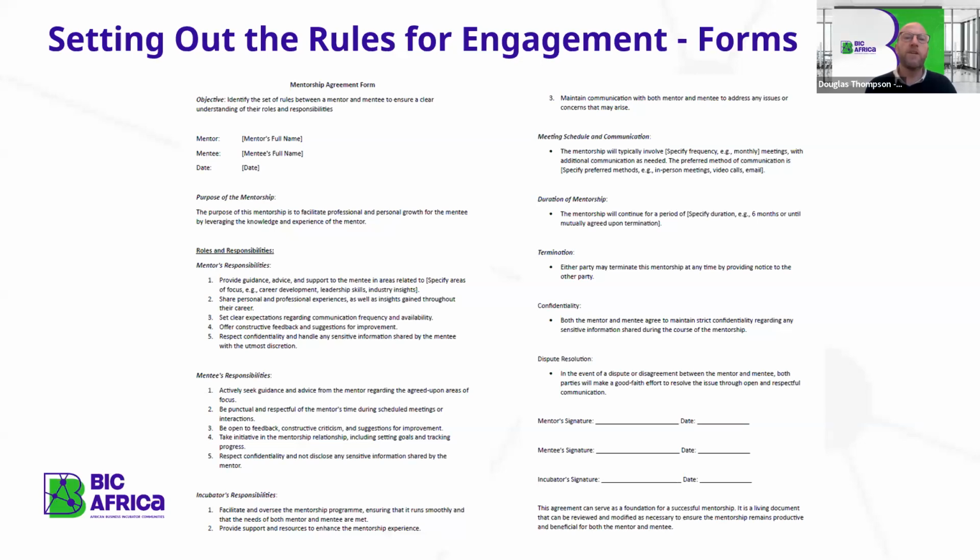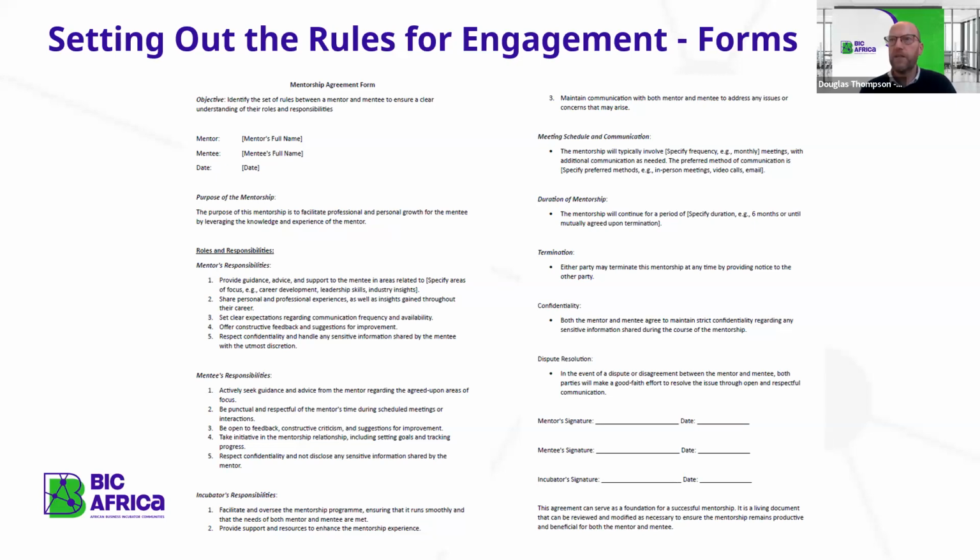It's more of an agreement, a set of rules that can help codify that mentoring relationship. It's meant to be simple. It's meant to be quite high level, but on the other hand, set out the guiding principles. And in this case, we want it signed by the mentor, mentee, and incubator. There are many different versions of this type of form for engagement. This is the one which we've identified, which we think helps.